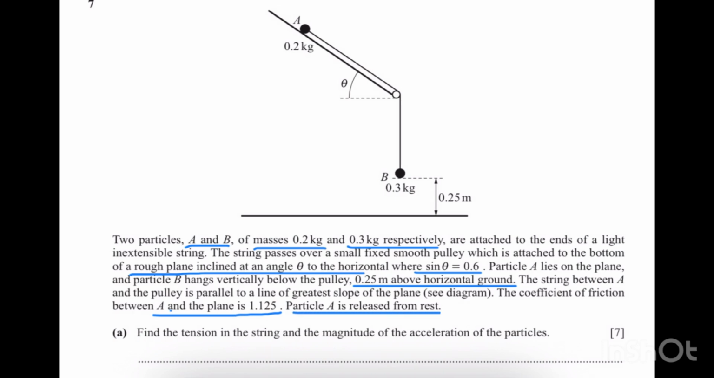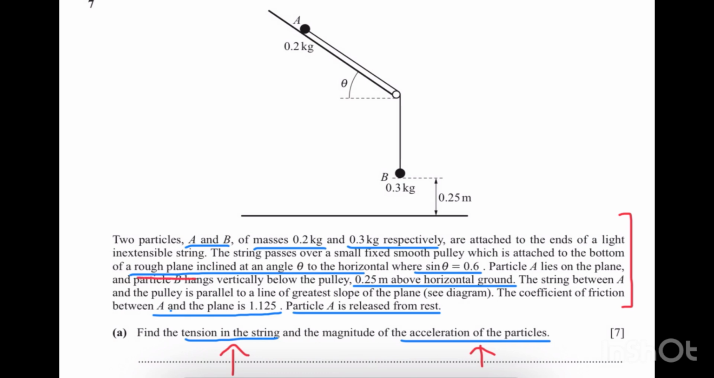So for part A, we need to find the tension in the string and the magnitude of the acceleration of the particles. So we have two unknown variables, the tension in the string and the acceleration of the particles. So this entire paragraph is basically describing what is shown in this diagram, but some additional information that they've given us is the masses of the particles, which we'll have to resolve, and other than that they have told us that it is on a rough plane.